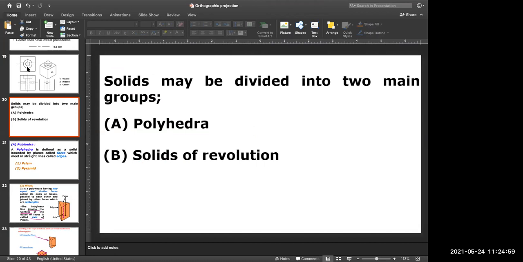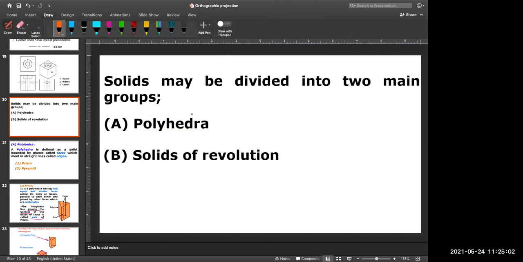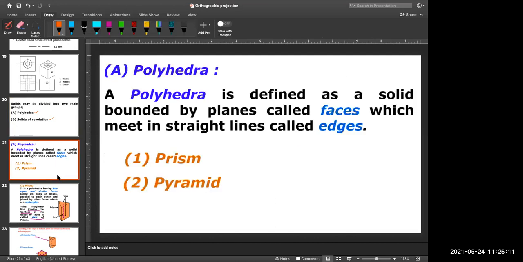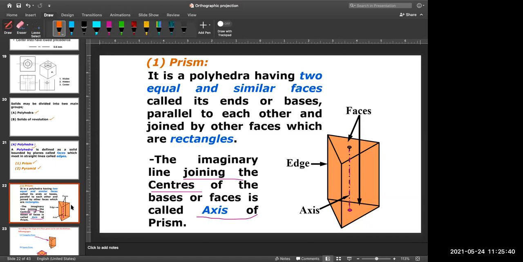As you can see on your screen, the solids are divided into two main groups, polyhedra and solid of revolution. One by one we will see what is polyhedra. Polyhedra is defined as a solid bounded by planes called faces, which meets in a straight line called edges. So we will see the diagram. With the diagram, we will be able to understand what is polyhedra. In polyhedra, we will see prism and pyramid. So let's see prism. This is your prism.